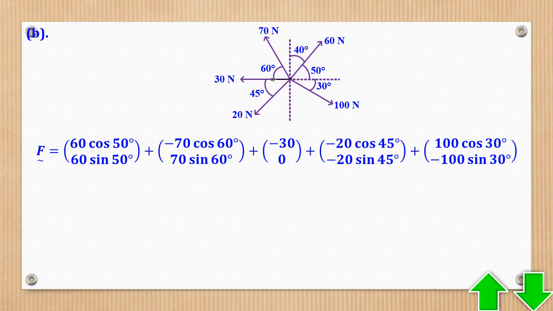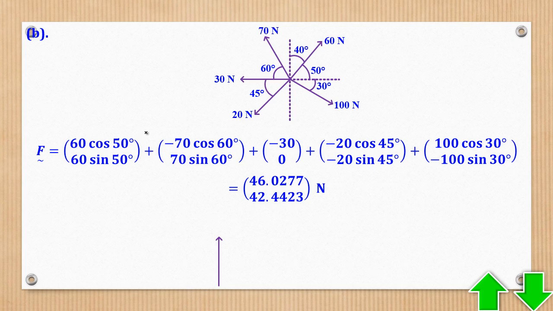20 Newton, this side and this side. So this is negative and also negative. That's why it's negative here and negative there. Then the 100, it is this side and this side. So this is positive and this is negative. That's why you see positive here, negative there. Then use the calculator to add everything to 4 decimal places, which gives you that.